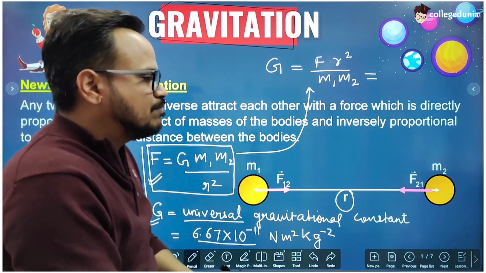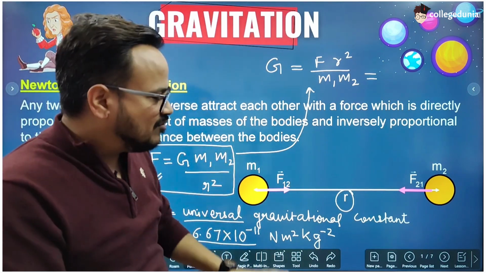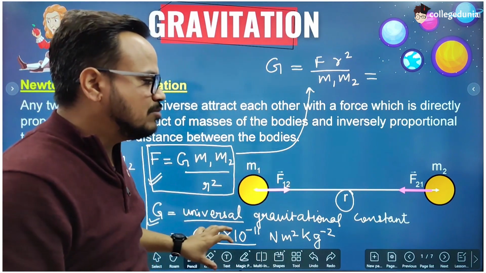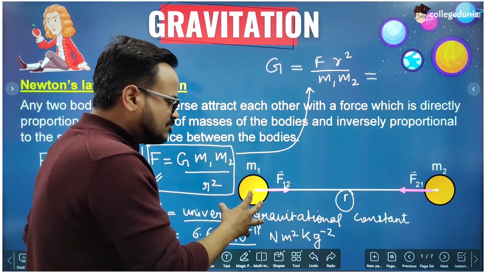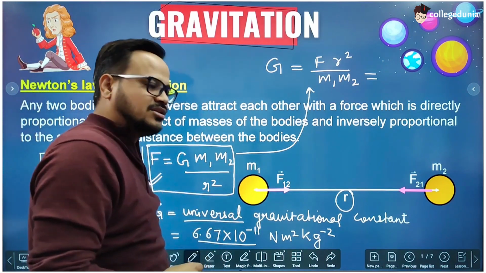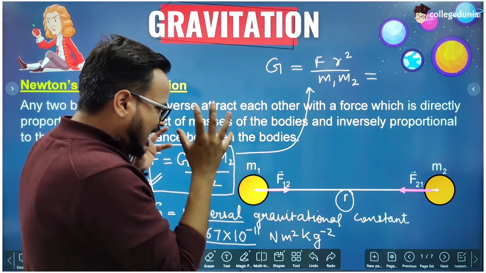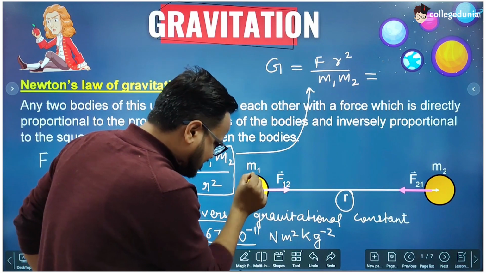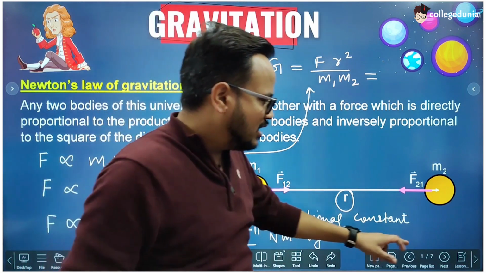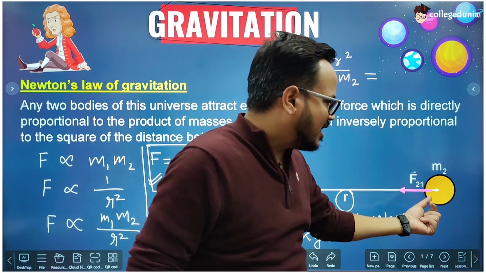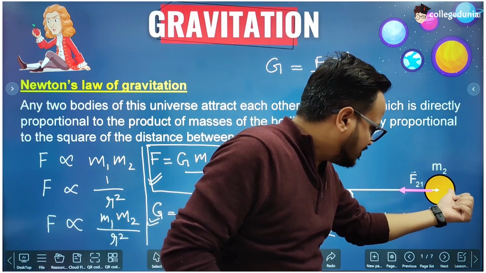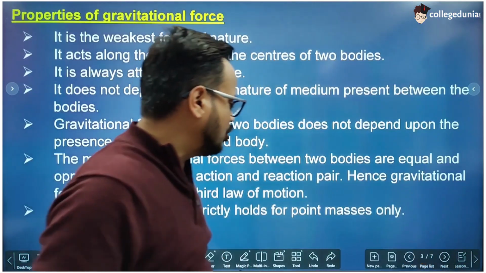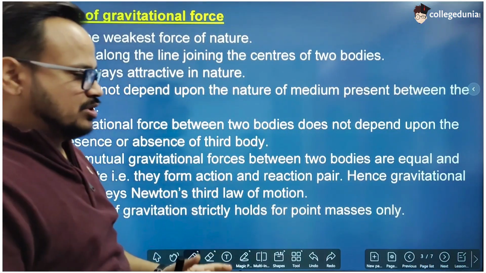This formula is applied to point masses only, but we will apply this formula to spherical bodies without any problem, because the whole mass of a sphere is considered to be concentrated at the center. So for us, m1 is not this whole body but a point object of this mass placed at the center of this body, right? And m2 is a point mass placed at the center of this body, not this whole body, right? Because this concept is applied to point masses only.